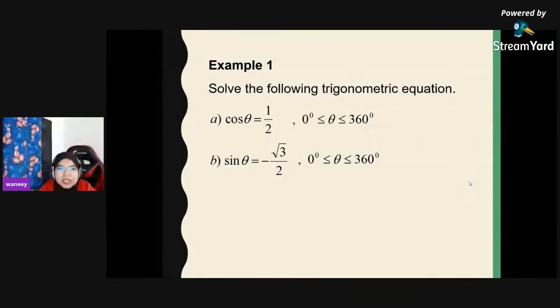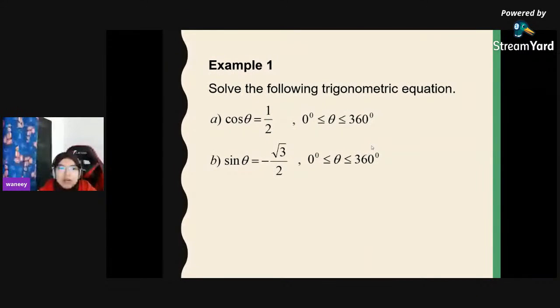Okay, so example 1: solve the following trigonometric equations. The first one, we have cos theta equal to half, where theta is between 0 and 360 degrees. Make sure to change the mode to degree now. Check, do you have D or R on your calculator? Another one is sine theta equal to negative square root of 3 over 2, and theta must be between 0 and 360 degrees. Again, we are looking at degrees, not radians.